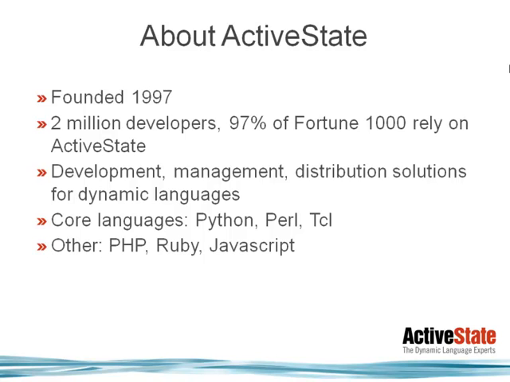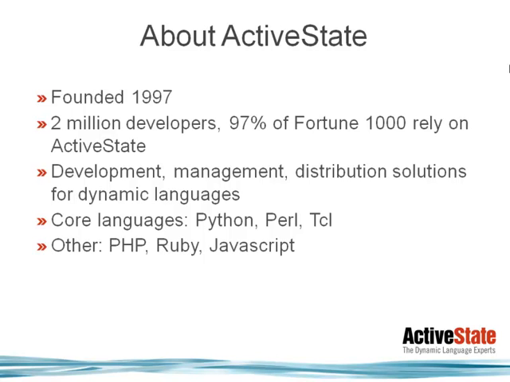Now, just as we draw our webinar to a conclusion, I want to tell you a little bit about ActiveState. We've been around since 1997, specializing in dynamic languages. We touch over 2 million developers worldwide, and we estimate about 97% of the Fortune 1000 rely on ActiveState solutions to drive their back-end and front-end products when it comes to scripting languages. We have a complete suite of solutions around development, management, and distribution of solutions related to dynamic languages.